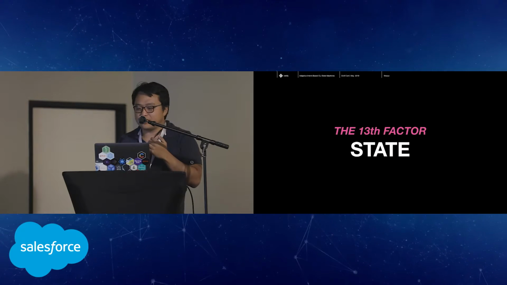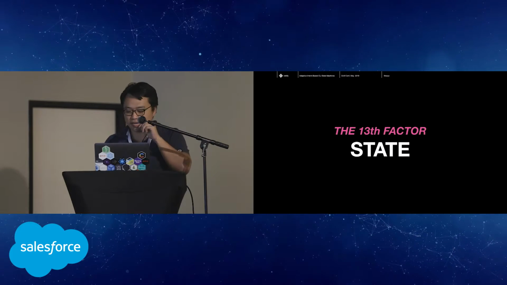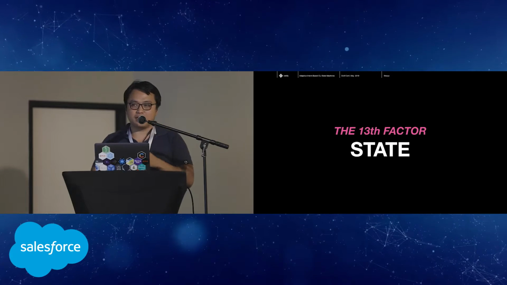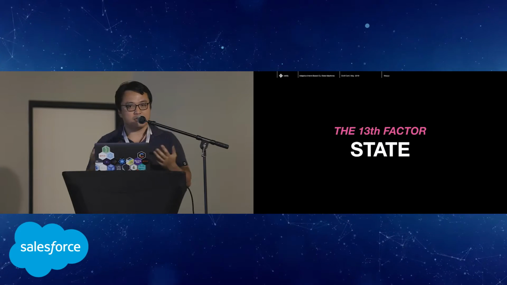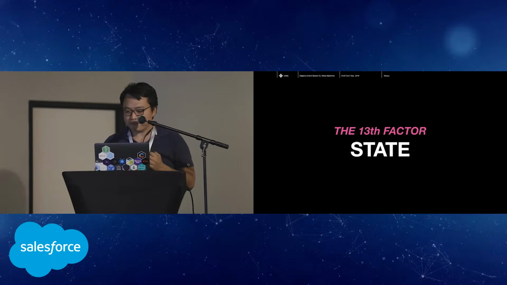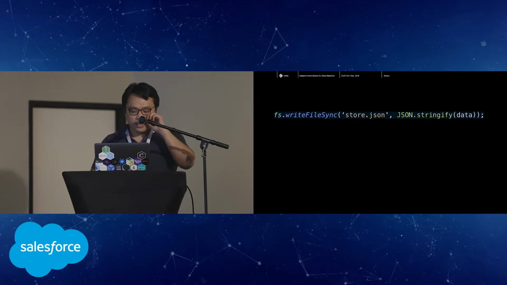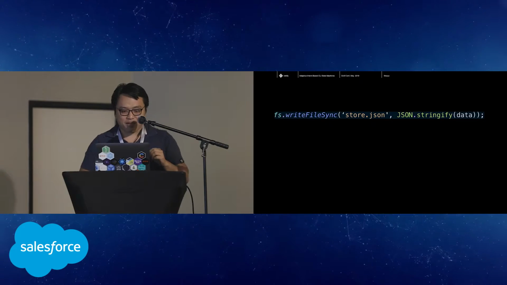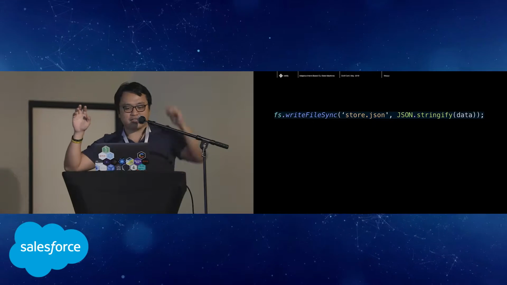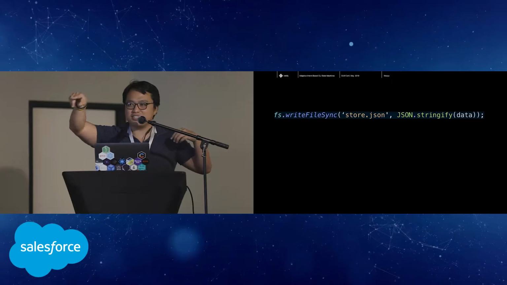So the missing 13th factor is state, as far as I'm concerned. It's really hard to do, and the more state the CLI can accumulate about you, the more adaptive it can be. So there are two problems with that. Problem 1: state is hard. So let's play a little game. Who's written something like this when you want to store data?